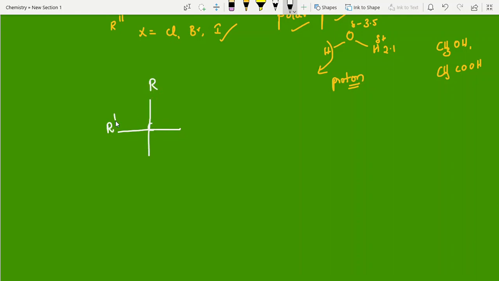This is R dash. This is R double dash. This is Cl. Okay, let me take one example. Here around the carbon we have 4 bonds. 4 bonds means sp3 hybridization. sp3 has no lone pairs. It is sp3 hybridization.